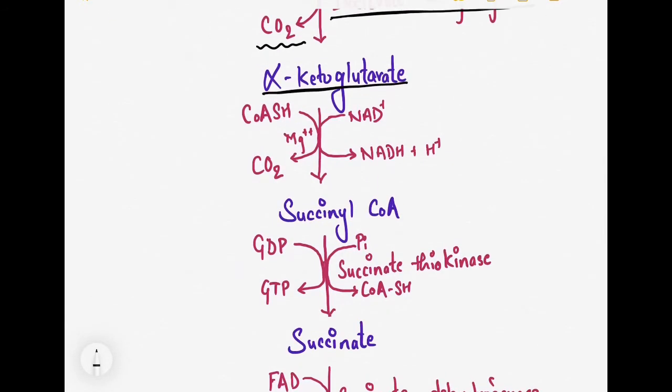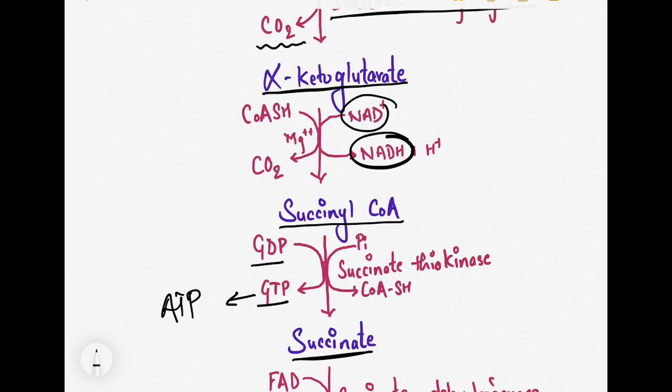Alpha-ketoglutarate then undergoes oxidative decarboxylation reaction to give succinyl coenzyme A. It comprises various coenzymes and prosthetic groups such as magnesium ion, NAD, CoASH, lipoic acid, etc. This succinyl coenzyme A is further converted to succinate in the presence of enzyme succinate thiokinase. Here, GDP is converted into GTP, and this GTP is further converted into ATP by the enzyme nucleoside diphosphokinase.